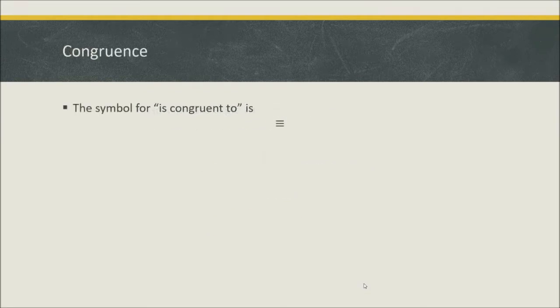Now the symbol for congruence is three lines. This is really important to remember. When we're stating that two things are congruent to each other, this is the symbol that we need to use. So we could say that triangle ABC is congruent to triangle EFG. For example, if we had two triangles ABC and EFG that were congruent, that is the exact same size and the exact same shape as each other.